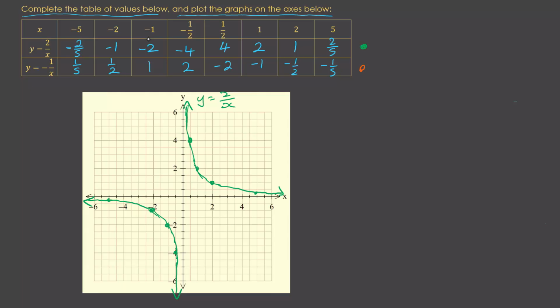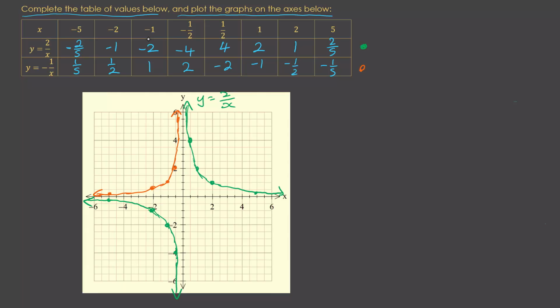Right, let's do the other one in orange. So we get -5, -1/5; -2, -1/2; -1, 1; and -1/2, 2. We know the general shape, so we know it's going to do this, and we know it will go up the asymptote from there.